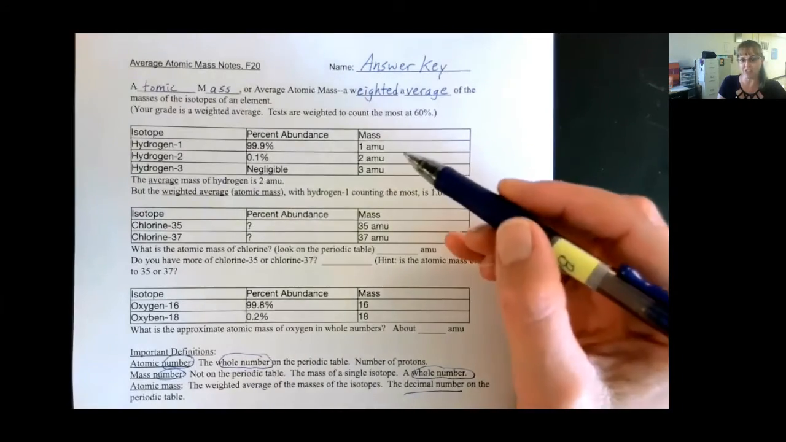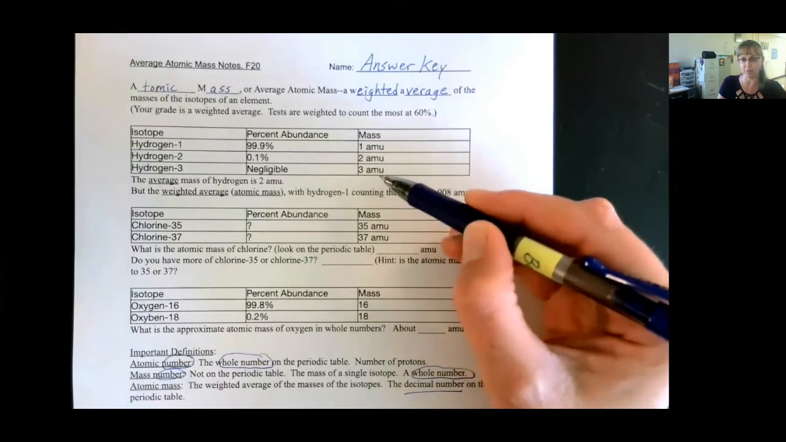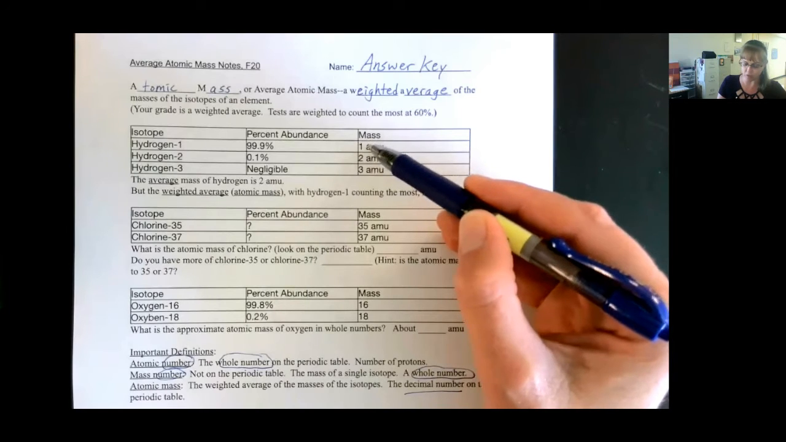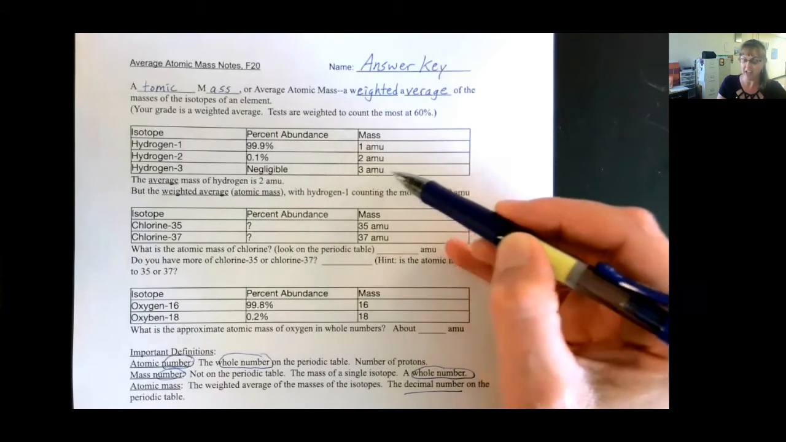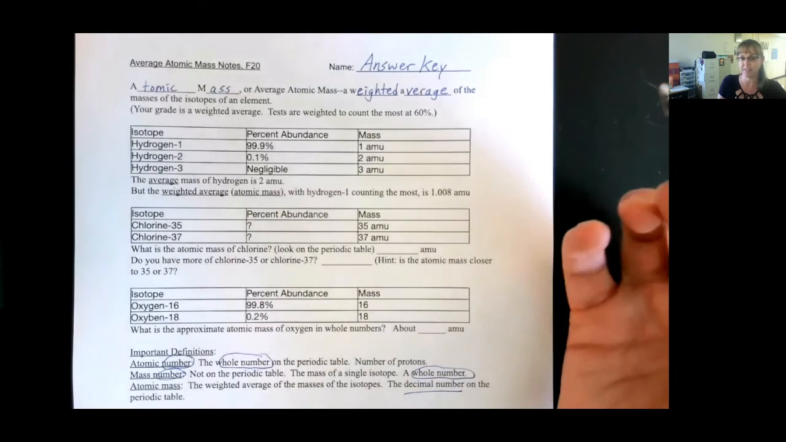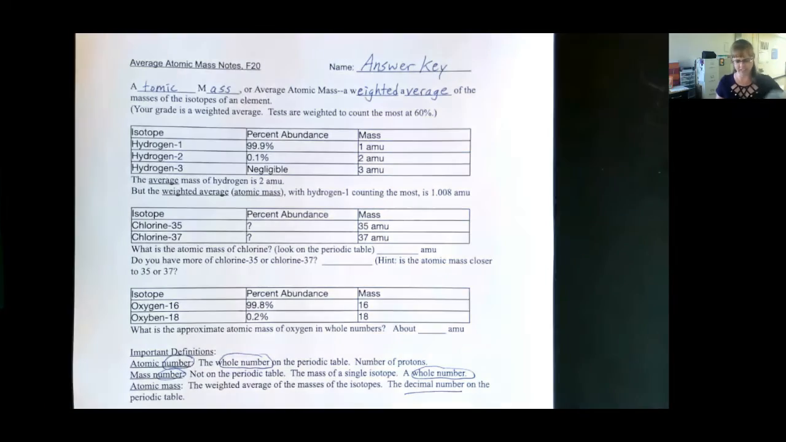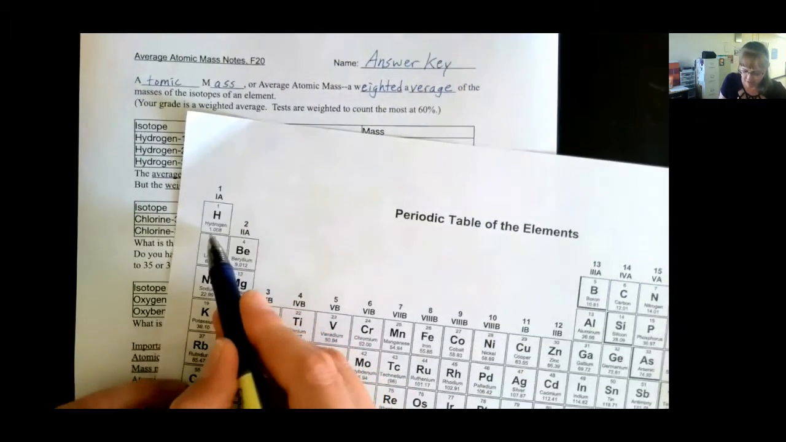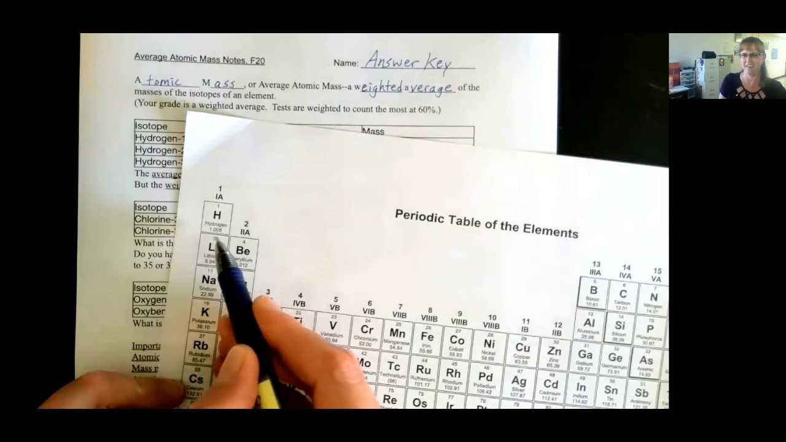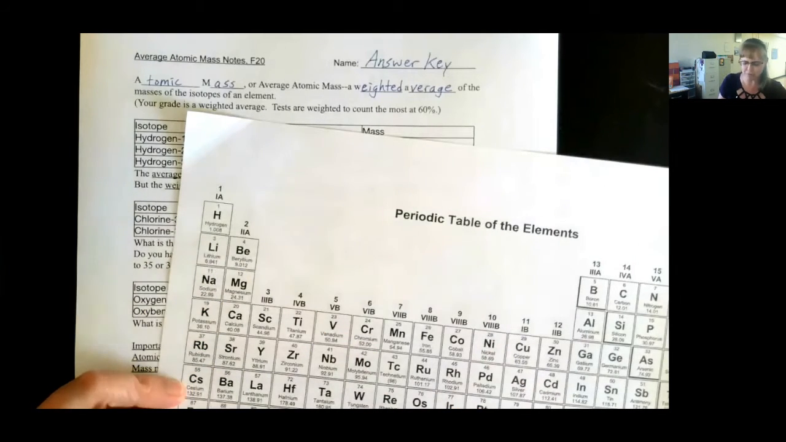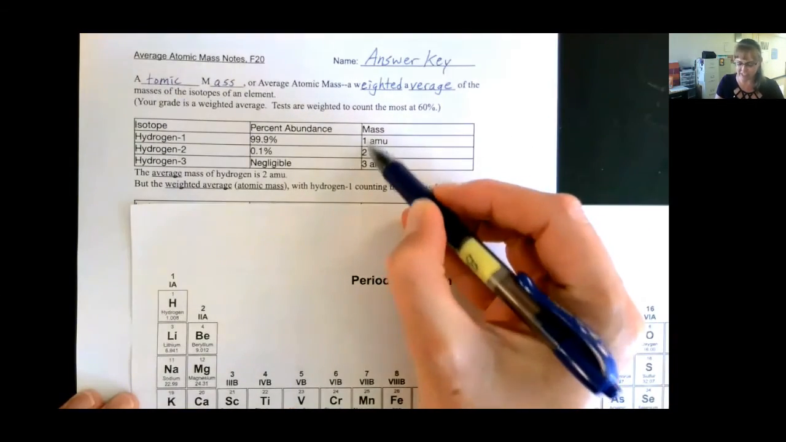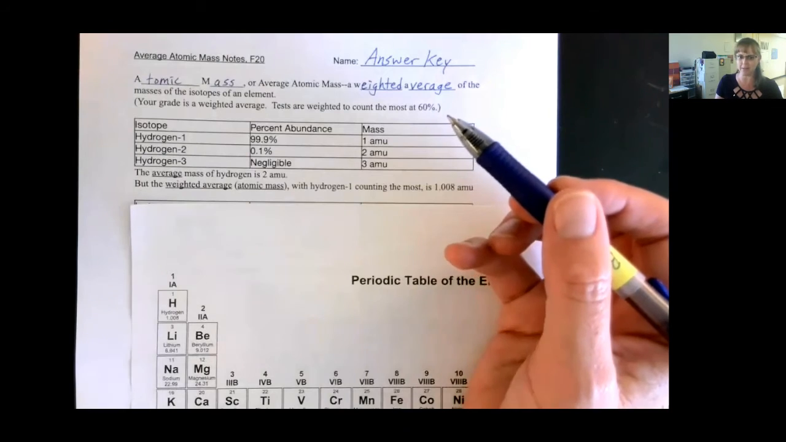So they want to average the mass of these three isotopes. Now if you average 1, 2, and 3, you add them together, 1 plus 2 plus 3 is 6, and you divide it by the fact that you have three numbers. 6 divided by 3 gives you 2. That's an average of 2. But look, on the periodic table, the average atomic mass is 1.008. Wait, when you average those numbers, you get 2, not 1.008. And even if you just average 1 and 2, you get 1.5. What's the deal?